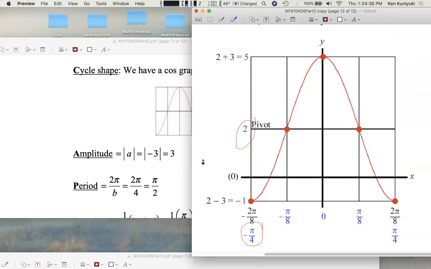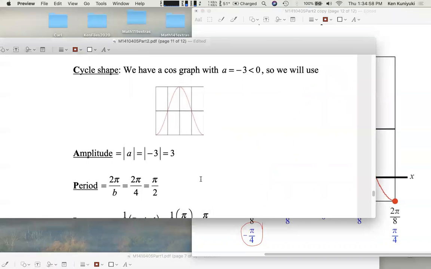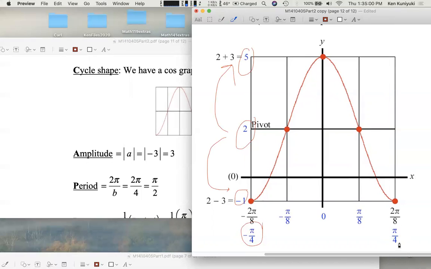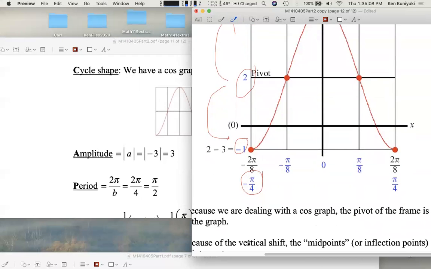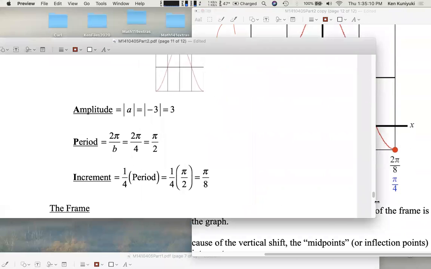Amplitude is 3. We have to do some arithmetic. 2 plus 3 is 5. That's the y-coordinate of this max point. 2 minus 3 is negative 1. That's the y-coordinate of these min points. You must write down these numbers. The period is pi over 2, but this here is not pi over 2 because the left number here is not 0. So in a way, we do not use the period directly. We use the increment directly.